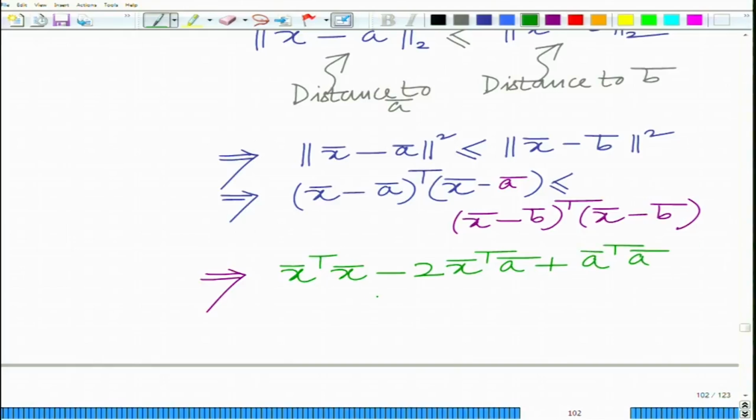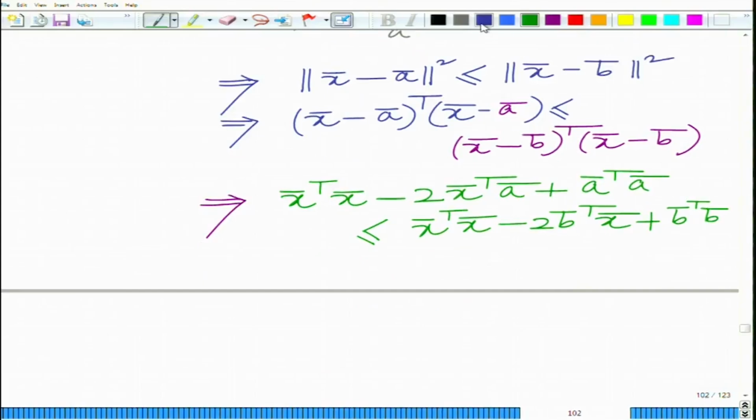a bar transpose a bar less than or equal to, again the same thing, x bar transpose x bar minus 2, I can also write it as b bar transpose x bar or x bar transpose b bar, both are the same, plus b bar transpose b bar. And now you can see x bar transpose x bar cancels. This implies that if I bring the b bar over to the other side, let us write this as a bar transpose x bar, both of them are the same, x bar transpose a bar.